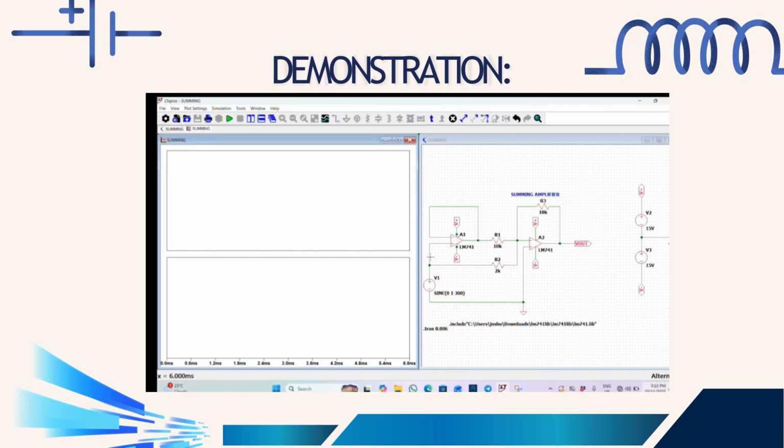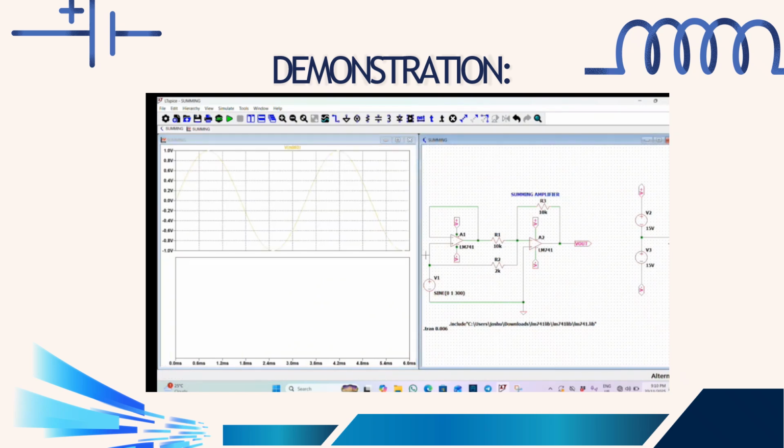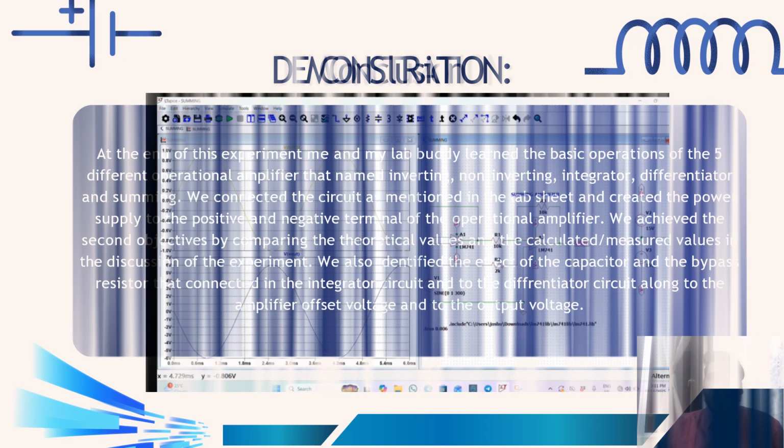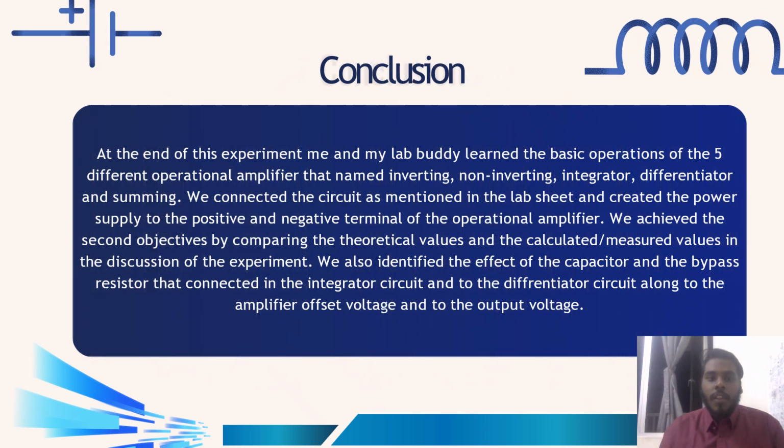Now this is the waveform for V in, and this is the waveform for V out. Both should be the same wavy waveform, and the calculated value is 6 volts for V out, and the experimental value is shown as the same, 6 volts. So both are tallied.